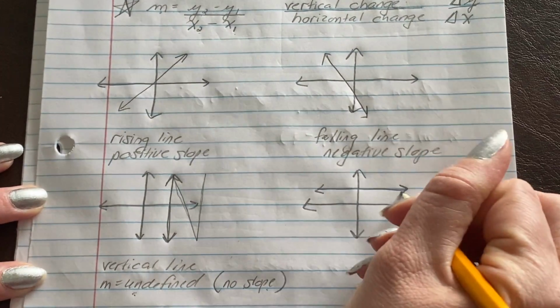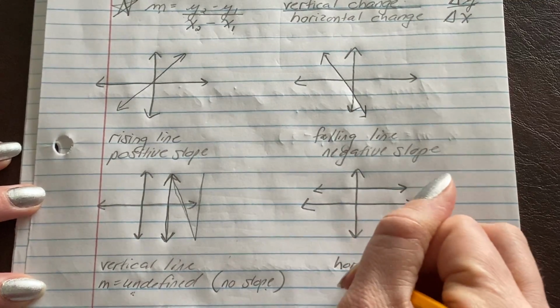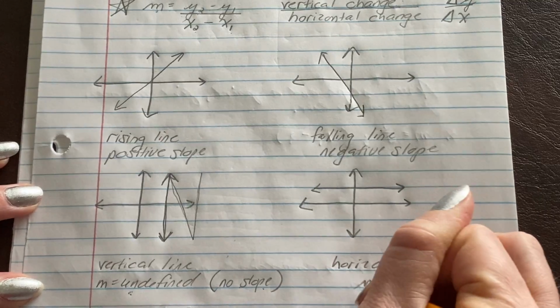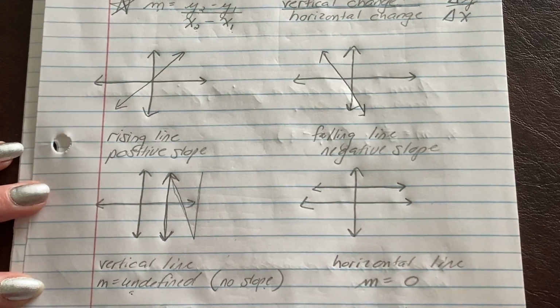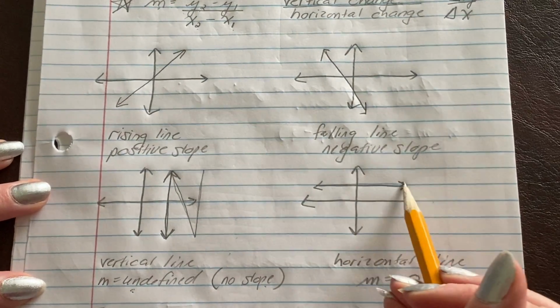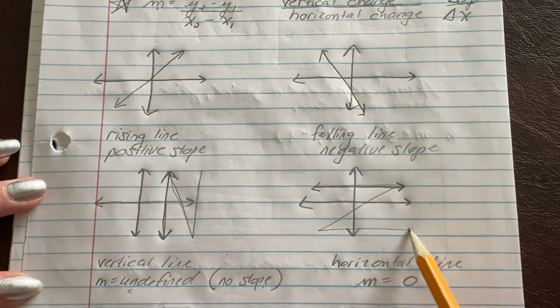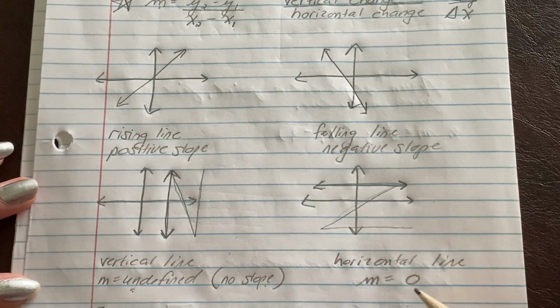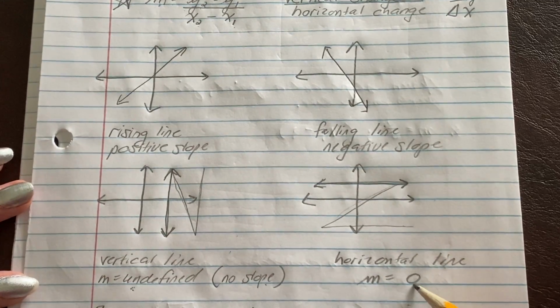If you have a horizontal line, your slope for any horizontal line is 0. You can make a Z out of a horizontal line as a visual to memorize that any horizontal line has a 0 slope.